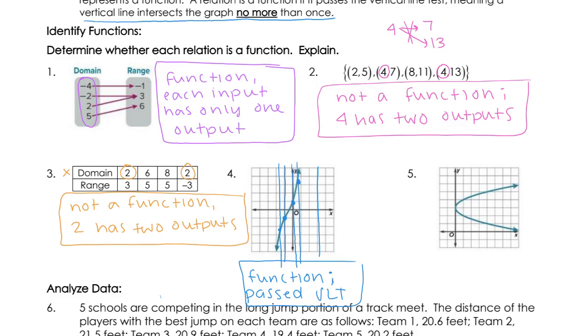Now on number 5, if I drew a vertical line right here, I see that it only hits once. So far, so good. If I drew a vertical line all the way over here, it doesn't hit it at all. That's also okay. But then if I draw this vertical line right here, we see that my graph intersects that vertical line in two places, right there and there. So this would actually not be a function.